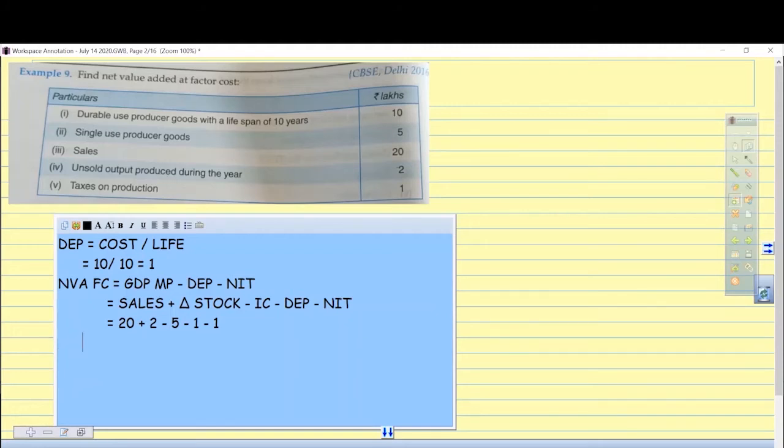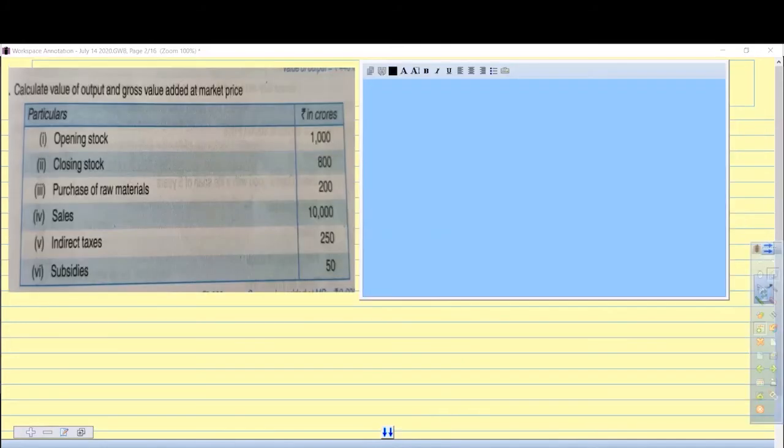Find out the final answer. Equal to 20 plus 2 is 22. Then minus 5 minus 1 minus 1. So it is minus 7. Yes. So the answer is rupees 15 lakhs. This is the answer for this particular question. I hope it's clear. We will move on to the next question.